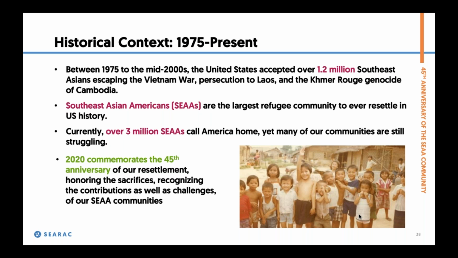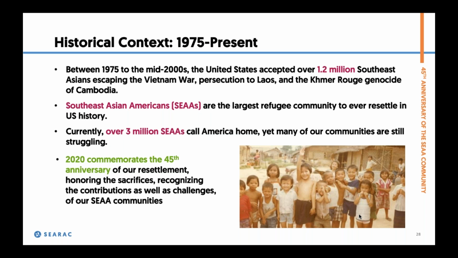Since then, from 1975 to the mid-2000s, the United States resettled over 1.2 million of our community members who were escaping the Vietnam War, persecution in Laos, and the Khmer Rouge genocide in Cambodia. With that resettlement, we have been the largest refugee community to ever be resettled in U.S. history, which is very important to note in terms of our importance and significance in U.S. history from the onset of our resettlement.